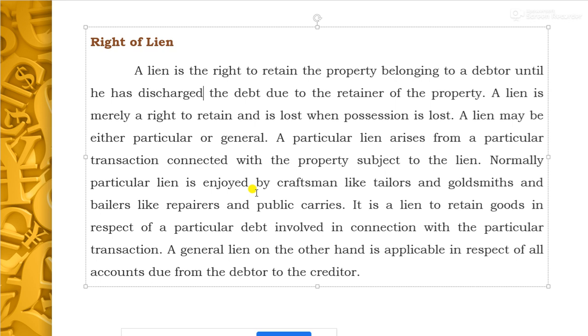ദെൻ രണ്ട് ടൈപ്പ് ലീൻ ഉണ്ട്, പെർട്ടിക്കുലറും ജനറലും. ദെൻ പെർട്ടിക്കുലർ ലീന് ഒരു പെർട്ടിക്കുലർ ട്രാൻസാക്ഷൻ റിലേറ്റഡ് ആയിട്ടുള്ളതാണ്. അതേസമയം ജനറൽ ലീൻ എന്ന് പറയുന്നത് ഒരു സീരീസ് ഓഫ് ട്രാൻസാക്ഷൻ റിലേറ്റഡ് ആണ്. പെർട്ടിക്കുലർ ലീനിൻ്റെ കേസിൽ ആ ഒരു പെർട്ടിക്കുലർ ട്രാൻസാക്ഷൻ കഴിഞ്ഞു കഴിഞ്ഞാൽ ആ പ്രോപ്പർട്ടി തിരിച്ചു കൊടുക്കണം. ഓക്കെ, അതേസമയം ജനറൽ ലീനിൻ്റെ കേസിലാണെങ്കിൽ ആ ഒരു സീരീസ് ഓഫ് ട്രാൻസാക്ഷൻസ് കഴിഞ്ഞു കഴിഞ്ഞാൽ മാത്രമേ നമ്മൾ ആ പ്രോപ്പർട്ടി തിരിച്ചു കൊടുക്കേണ്ട ആവശ്യം വരുന്നുള്ളൂ. ഇനി ബാങ്കറിനെ സംബന്ധിച്ചിടത്തോളം ബാങ്കേഴ്സ് റൈറ്റ് ഓഫ് ലീൻ എന്ന് പറയുന്നത് റൈറ്റ് ഓഫ് ജനറൽ ലീൻ ആണ്.